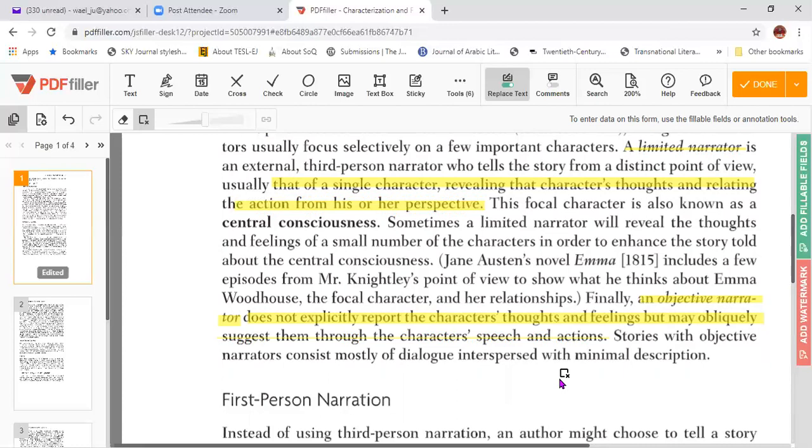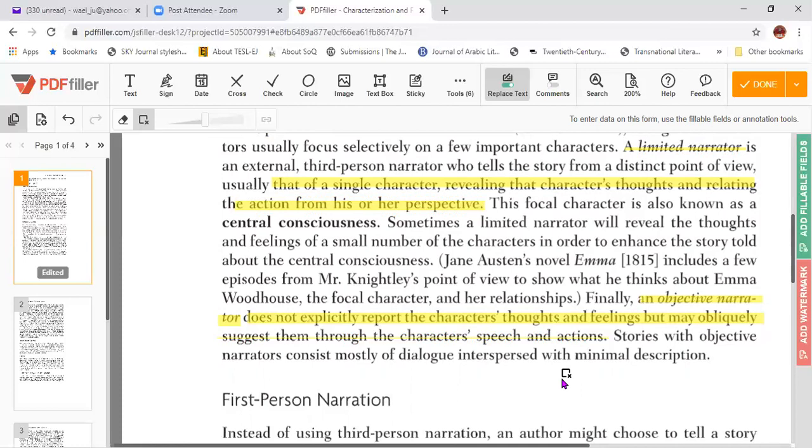It is called objective because, unlike the omniscient and the limited narrators who comment on the characters and have their own viewpoints about them, the objective does not comment on these characters. He's an objective narrator. He does not report the character's thoughts and feelings, but he shows you how they speak and what kind of actions they have. And through actions and speech, we can know what kind of characters these are.